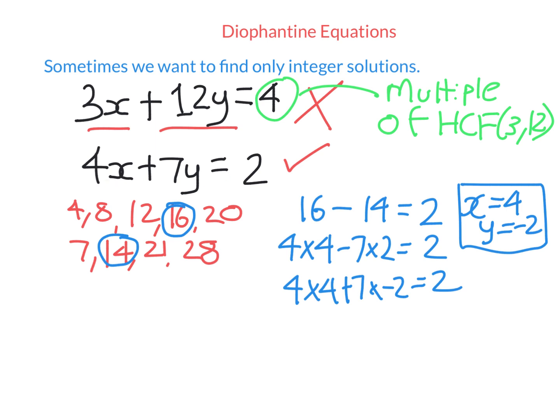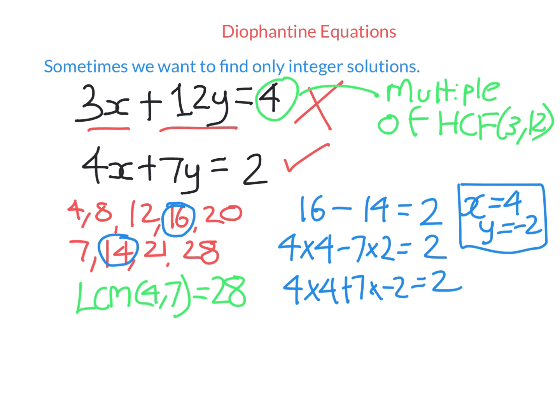That is one such integer solution to this equation here. So if we have one integer solution, we can find infinitely many more. How would we find another integer solution? Well, let's look at what we've done here. What we can actually do is use the lowest common multiple. So the lowest common multiple of 4 and 7 is just 28. Remember, the lowest common multiple of two numbers, you multiply them together and divide by their highest common factor.